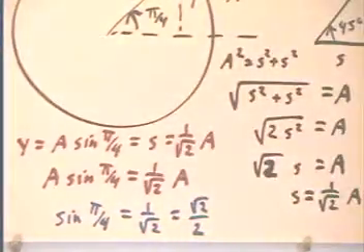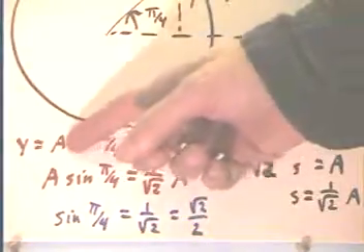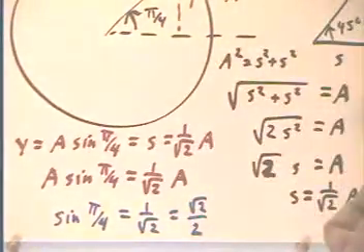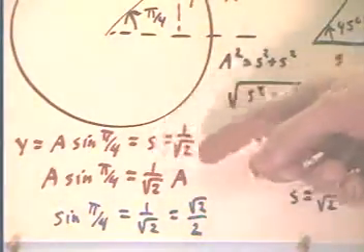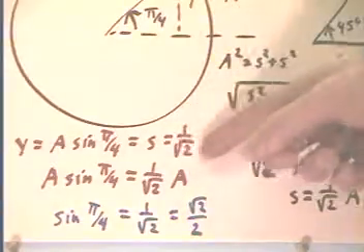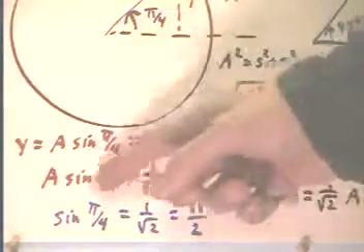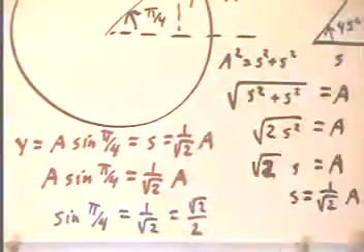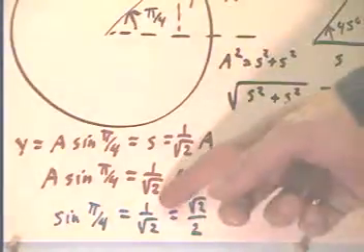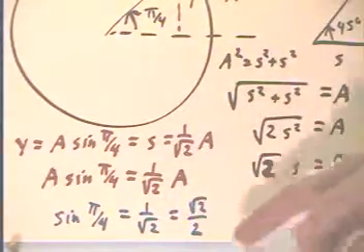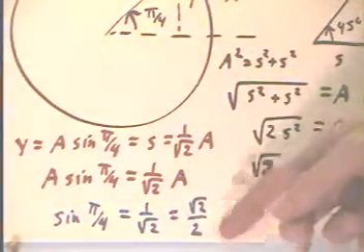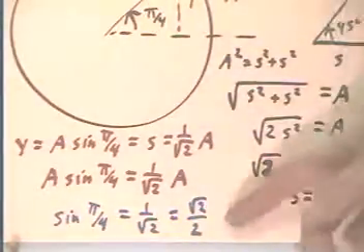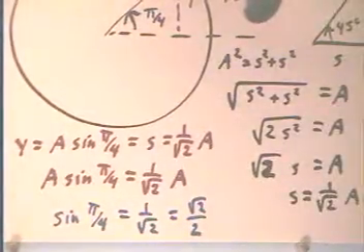Now we see that y, which equals a sine pi over 4, has to equal s, which is 1 over the square root of 2 times a. So we have a sine pi over 4 equals 1 over square root of 2 times a. Dividing out the a, we get sine pi over 4 equals 1 over the square root of 2. We multiply numerator and denominator by the square root of 2, and we get the square root of 2 over 2. That has an approximate value of about 0.71.